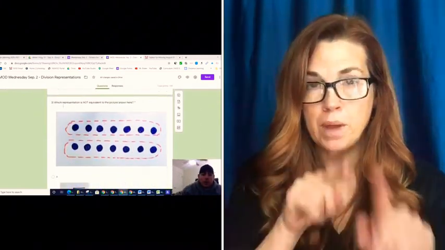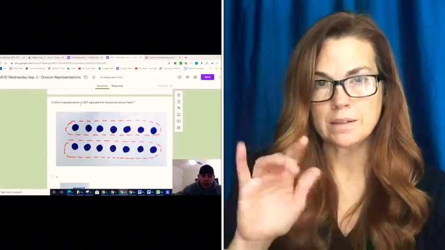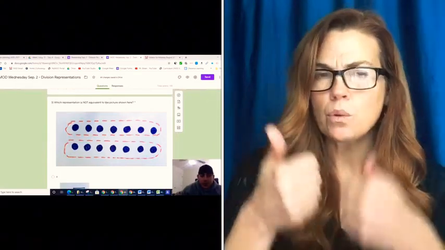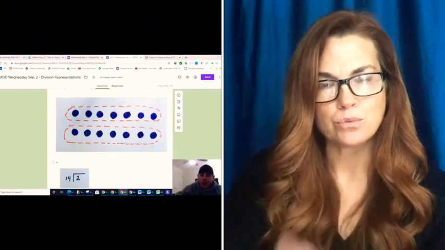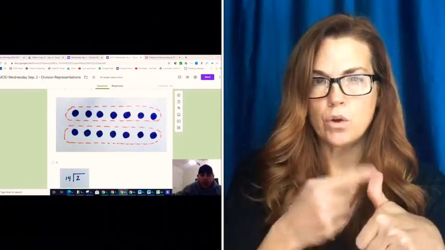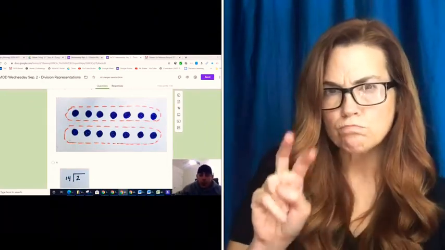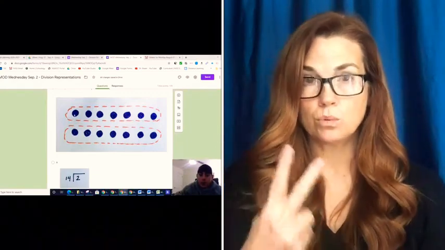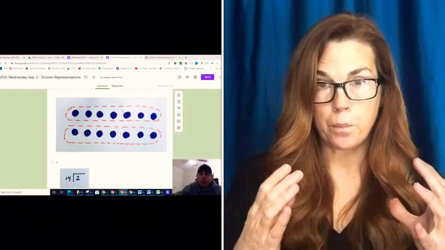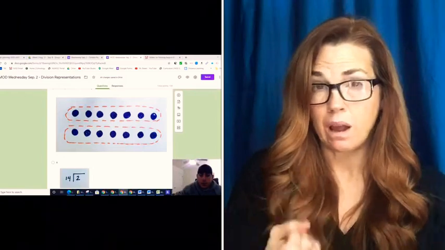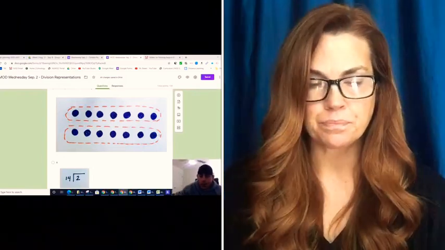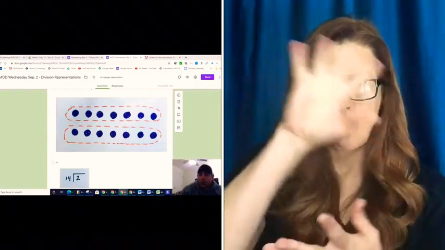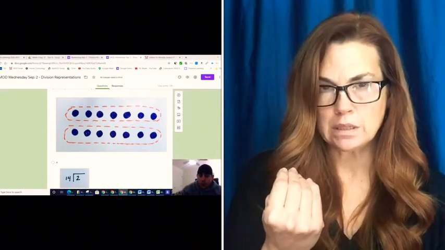Problem number 3 says, which representation is not equivalent to the picture shown here? Okay, so first we need to analyze this picture. I see I have 2 groups, and then I have how many dots in each group? 1, 2, 3, 4, 5, 6, 7 dots in each group. And so I have a total of 14 dots, which are 7 in each group, and there are 2 groups.